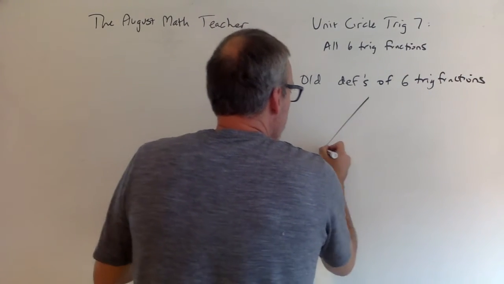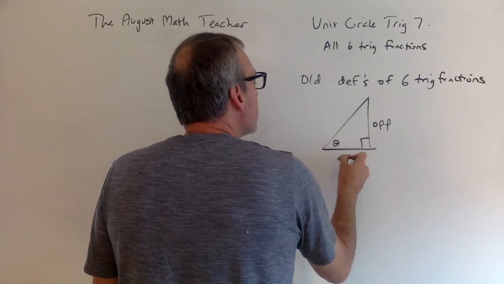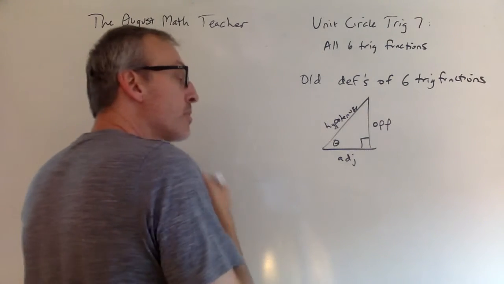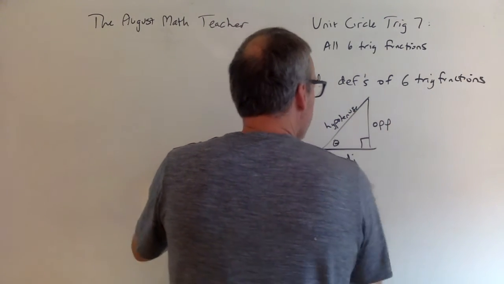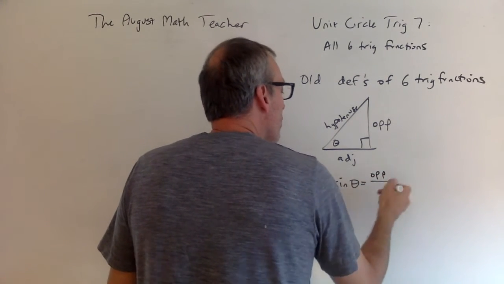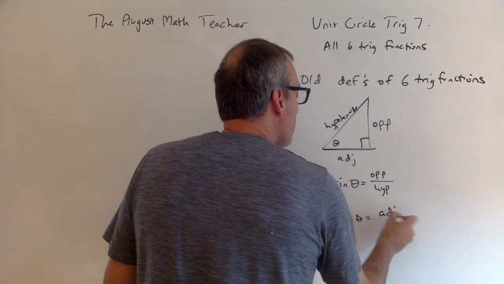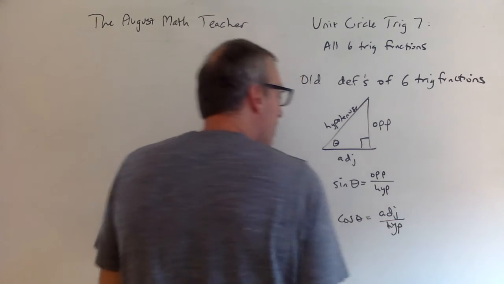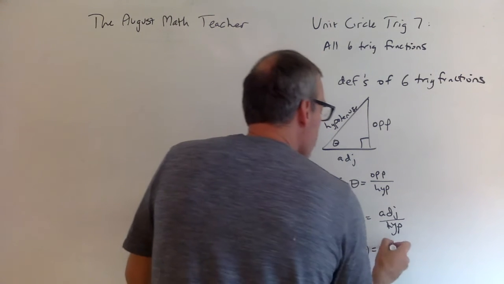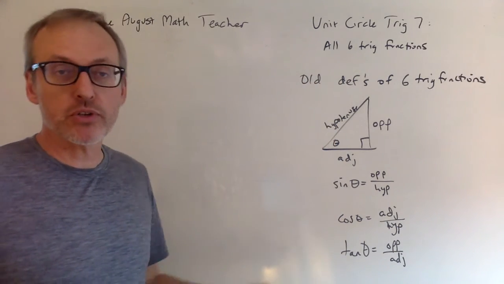If you have a right triangle and an angle theta, and then this is the opposite side and the adjacent side and the hypotenuse, then you probably recall that the definition of the sine of theta is the opposite over the hypotenuse, OH in SOHCAHTOA. And the cosine of theta is the adjacent over the hypotenuse, which is AH, and the tangent of theta is the opposite over the adjacent, the OA. So those 3 you almost certainly have seen before.